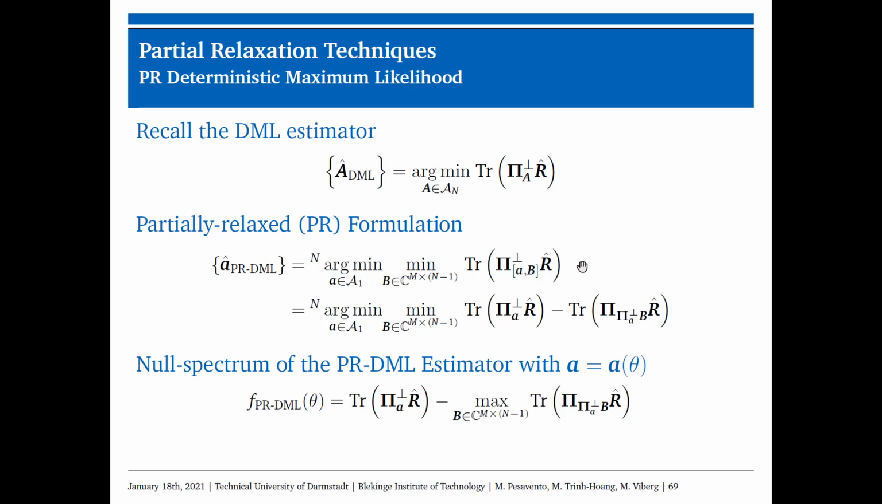The null spectrum is then computed by minimizing this expression with respect to B. Therefore, we should decompose this cost function into two terms, one depending on B and one not depending on B. This term can be dropped when minimizing with respect to B, and therefore we only have to focus on maximizing this expression, which is the trace of a double projection matrix times the sample covariance matrix.